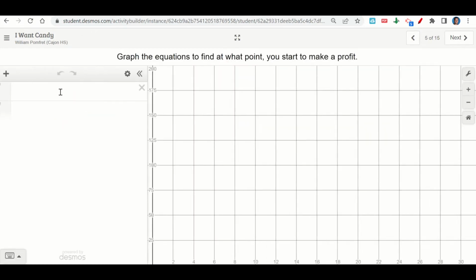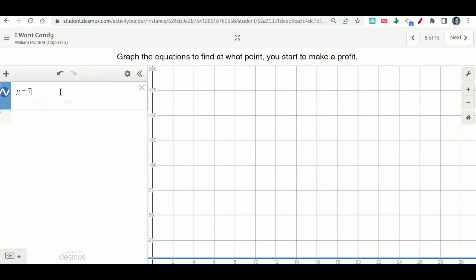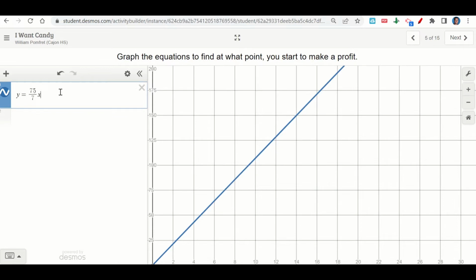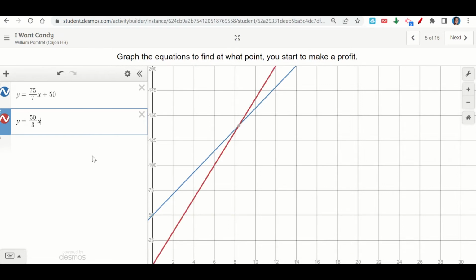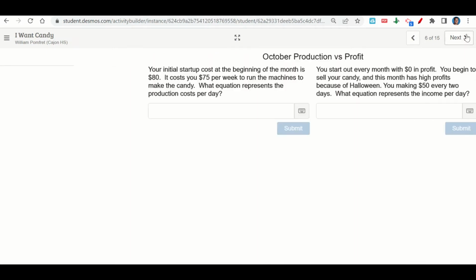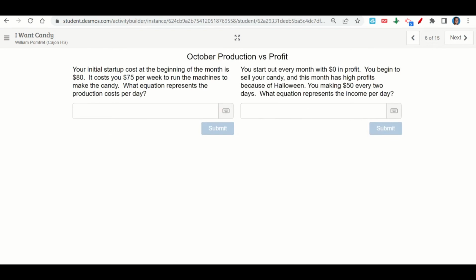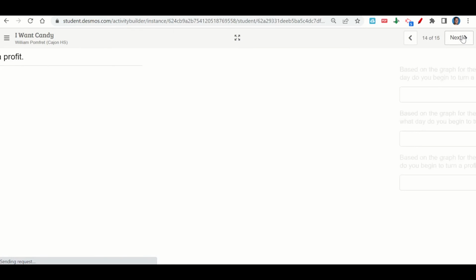And now it's going to have us graph this to find where we start making a profit. So we're going to put in y equals 75 over 7x plus 50. And our second one is y equals 50 over 3x. And we can see that right here is where we start making our profit after 8.4 days. So then we'll go ahead and click next, and we'll do it again for October. And then we'll graph it. And we'll do it for each of the months.